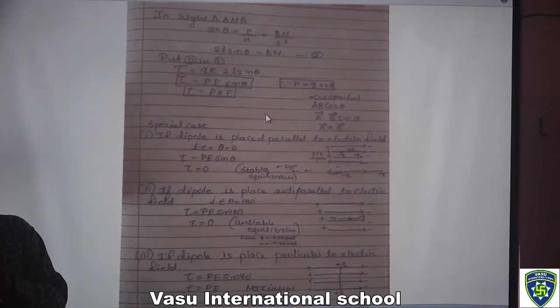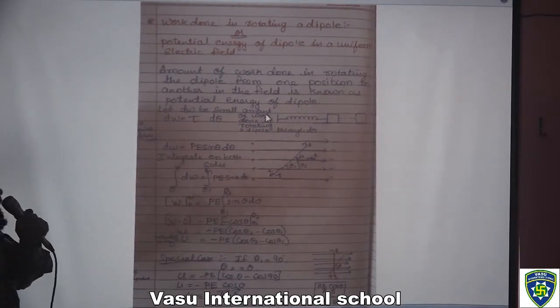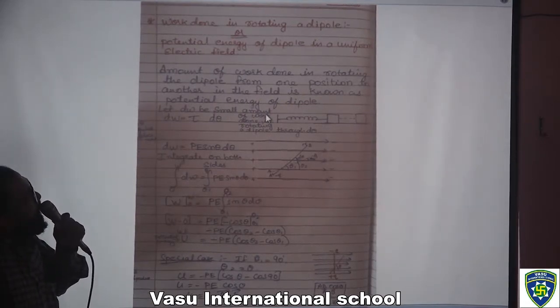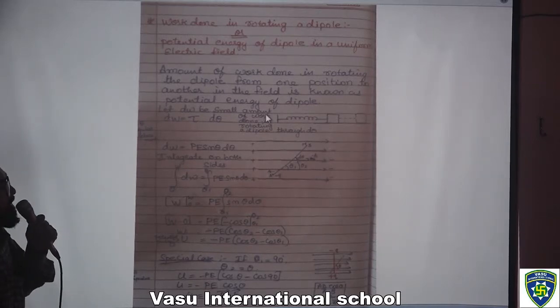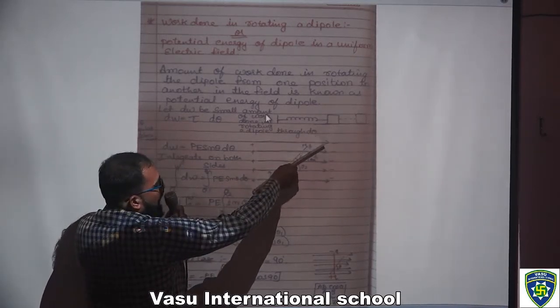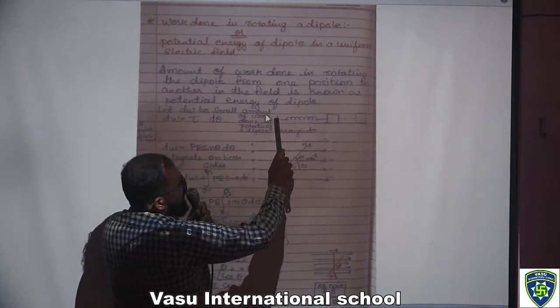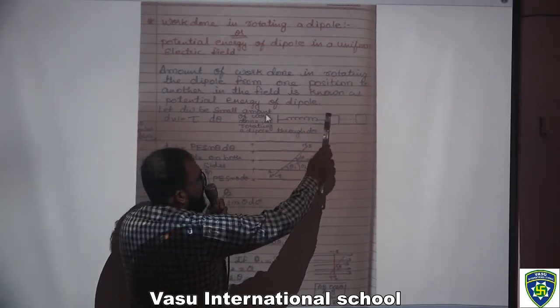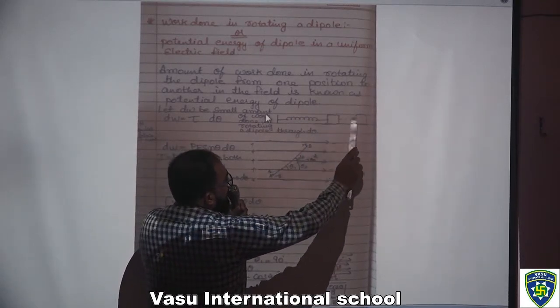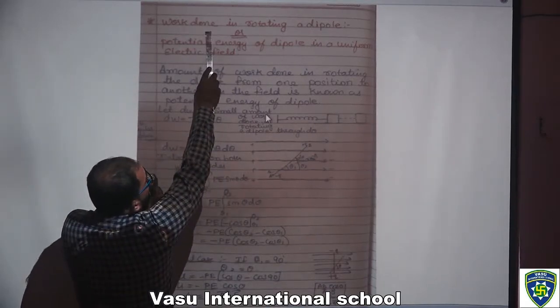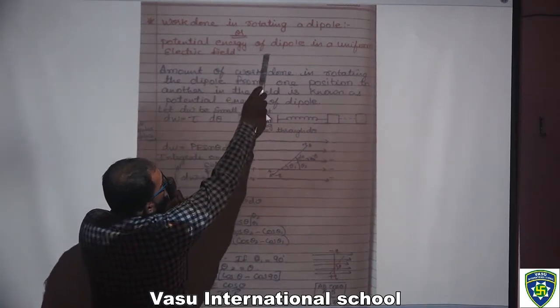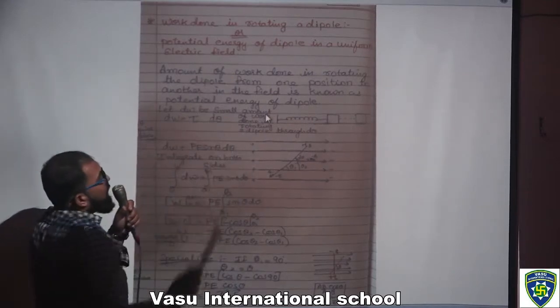Now the next topic is work done in rotating a dipole. Rotating a dipole means it is a dipole. If I am rotating this, now look, this is a spring. The box of the spring, I pulled it to this side. So it is work done. Equal to the potential energy of a dipole in a uniform electric field.